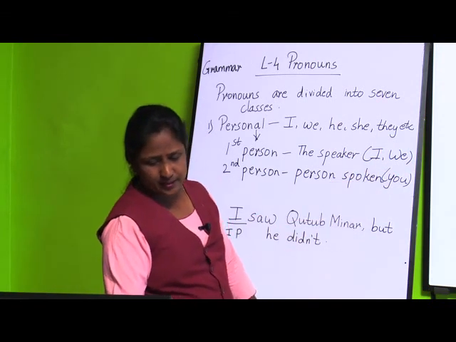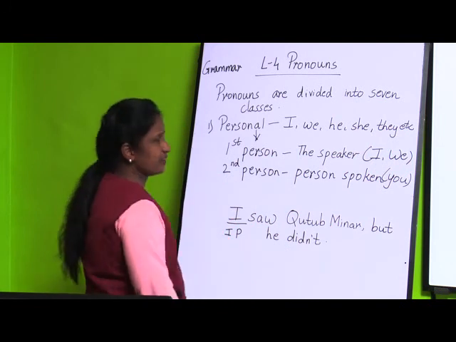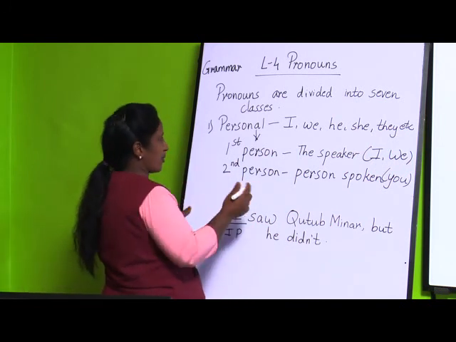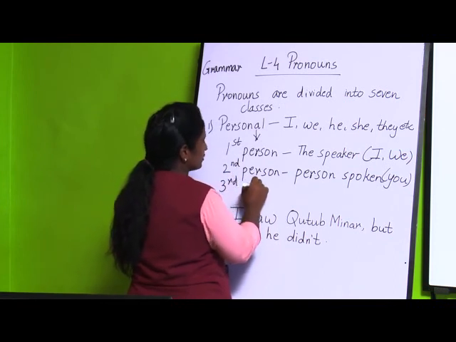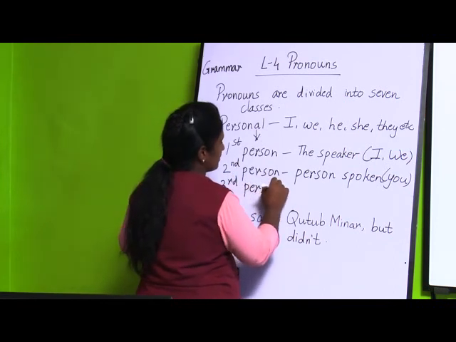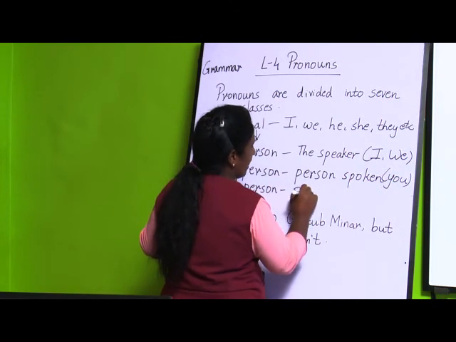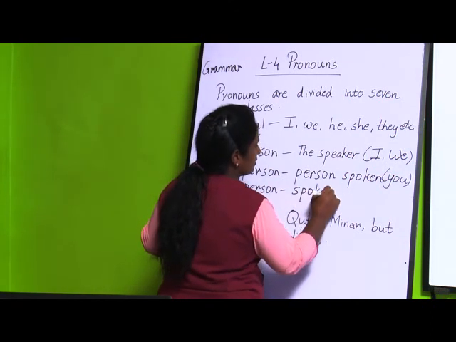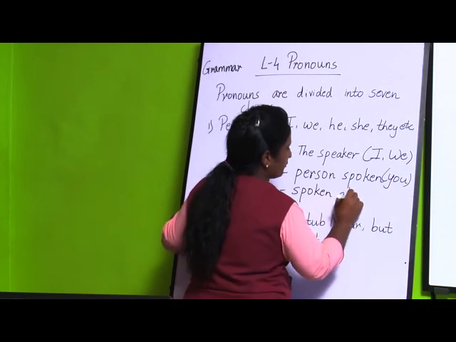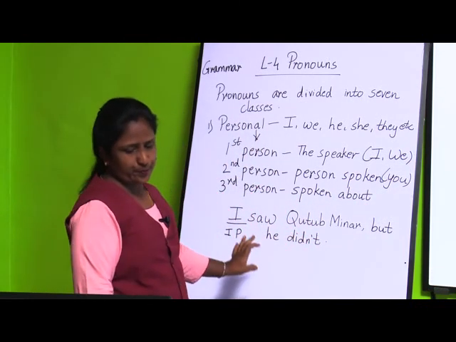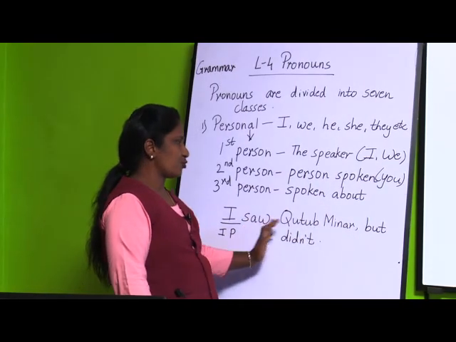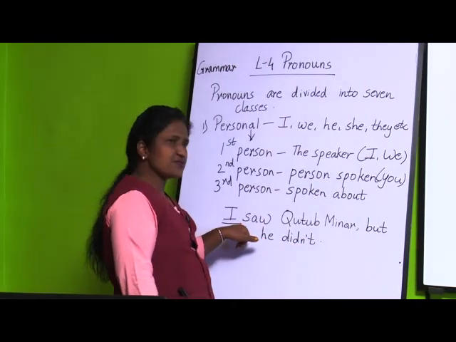Then who is the third person? The third person is the one spoken about. Suppose I am talking about someone else. Who is the third person? The person spoken about. Now here I am talking about Qutub Minar. Okay, I saw Qutub Minar. Now I is the first person.